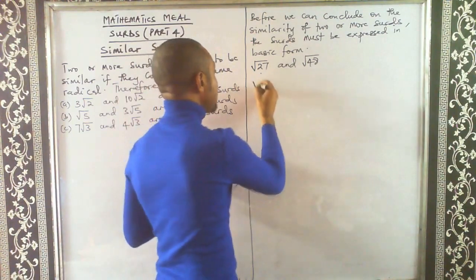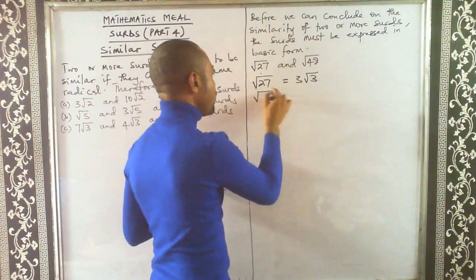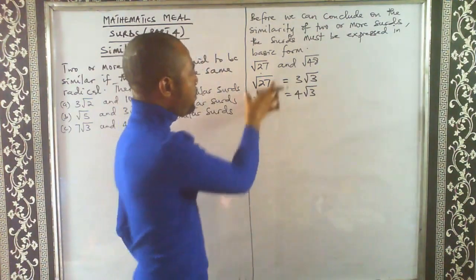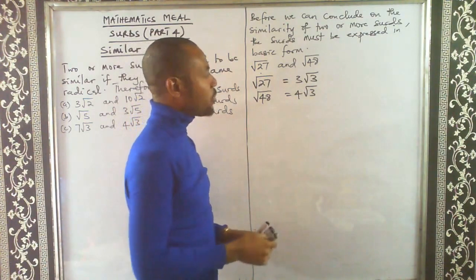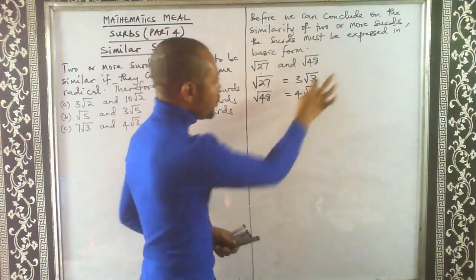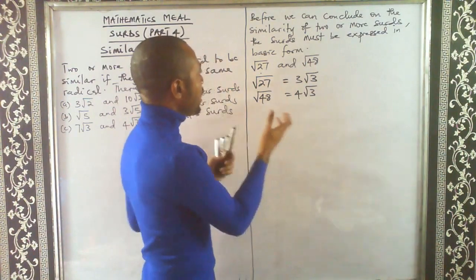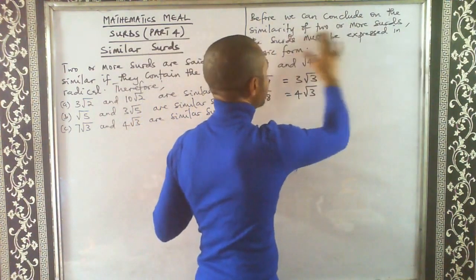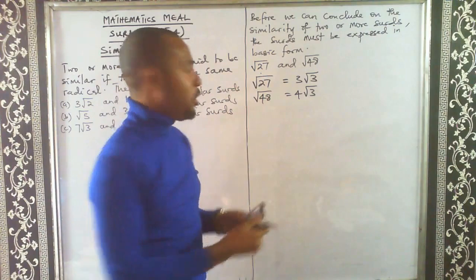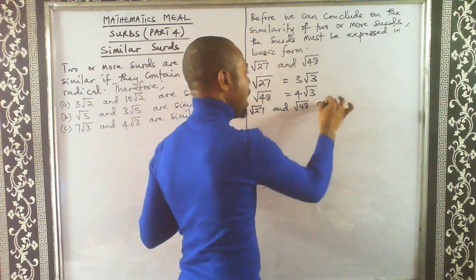So let's look at this. Square root of 27 is the same thing as 3 root 3, and square root of 48 is the same thing as 4 root 3. Wow. So if I convert square root of 27 to basic form and also express square root of 48 in basic form, you notice that these two are now what? The same. So you can see, before we can conclude on similarity of two or more salts, the salts must be expressed in what? In basic form.